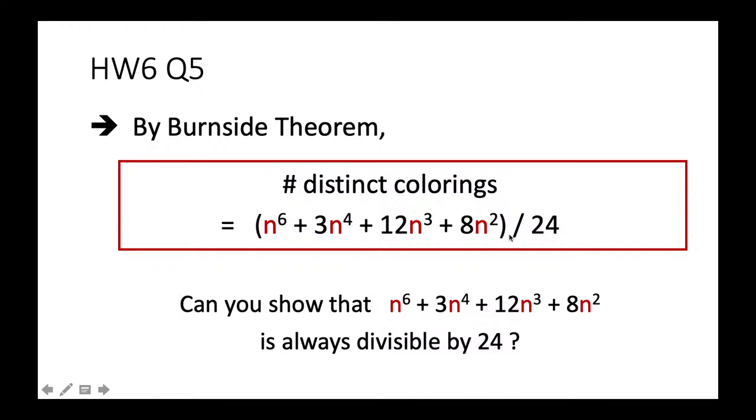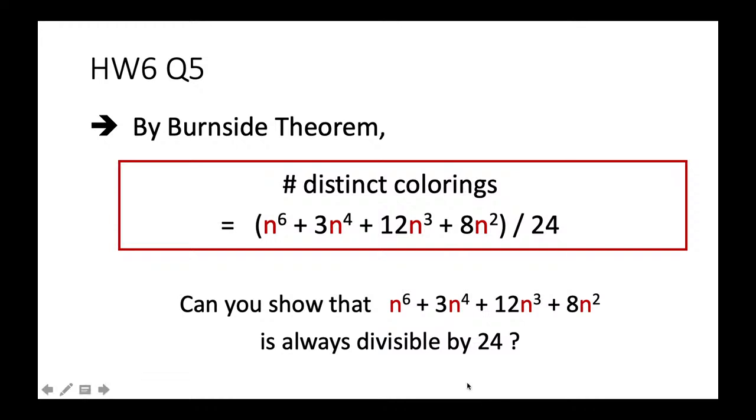But suppose that we do not have this combinatorial proof at first. Is there a way to see that this is always divisible by 24? I will leave it for you. It's not that difficult.